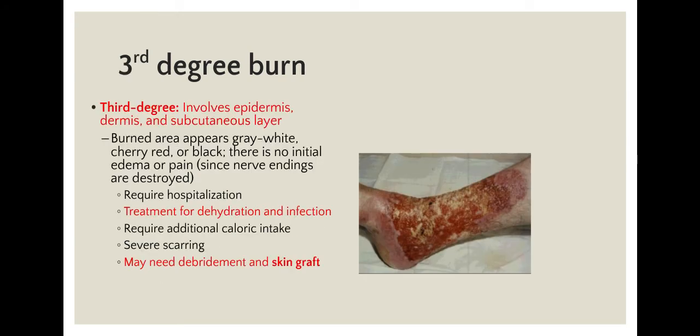And then a third degree burn, that is very serious. That is the epidermis, dermis, and that subcutaneous layer. The burned areas are going to be white and gray. They can also be like bright cherry red, maybe even black. There's no swelling or pain because you've completely destroyed the nerve endings. Those corpuscles and nerve endings are gone. So you don't even really feel anything from this type of burn.